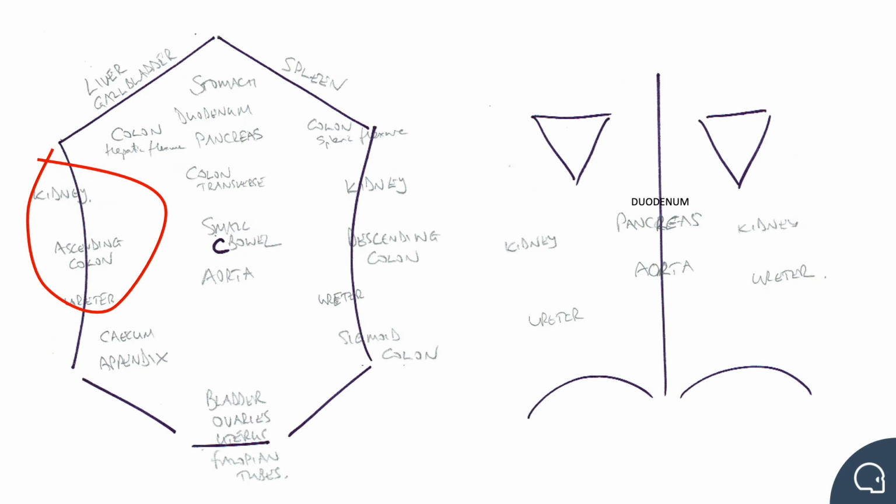So if we go up to the right lumbar region, we've got the ascending colon and kidneys and ureter, so a similar symptomatology compared to the left lumbar region. However, we've got the ascending colon. Remember, the ascending colon has more fluid contents than the descending colon, so you don't tend to get so much pain from constipation on this side.